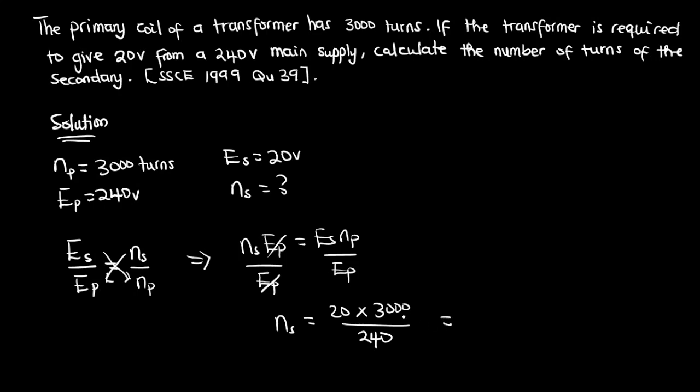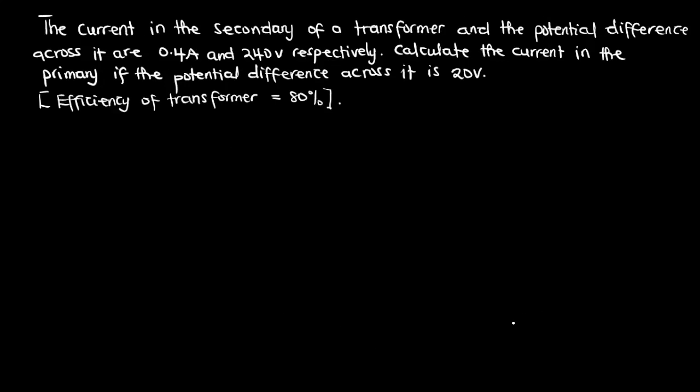Okay, so if I compute all of this into my calculator, I'm going to get 250 turns as the number of turns in the secondary coil. Are we okay? All right, so this is the solution to this particular problem. So let's have a look at another example.